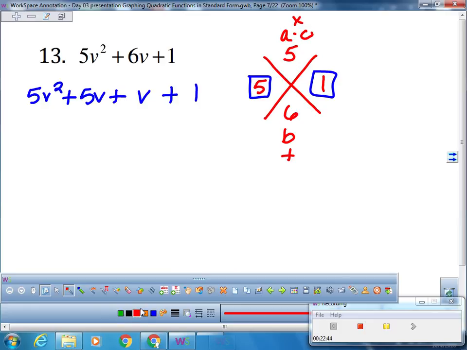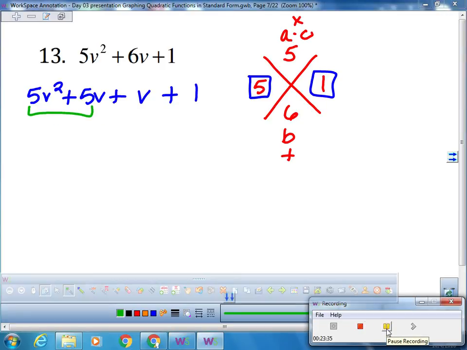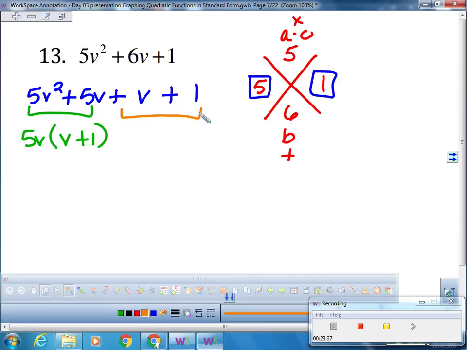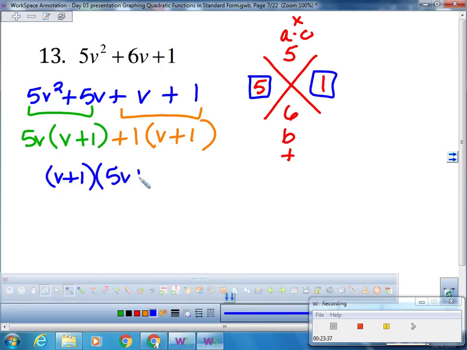So when I factor out the 5b, actually I'm left with a v plus 1. And then when I don't have anything to factor out here, so I only have 1v plus 1. Does that make sense? There's nothing to factor out except for a 1. I can factor out a 1. So what I'm left with is a v plus 1 and a 5v plus 1. So I think it's an easy way to do it. I think they're both good.